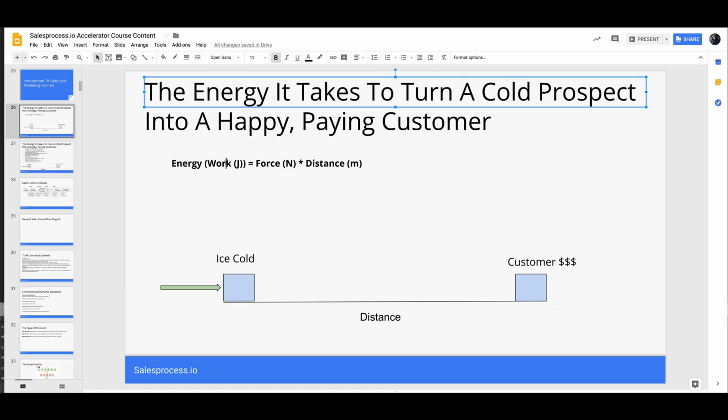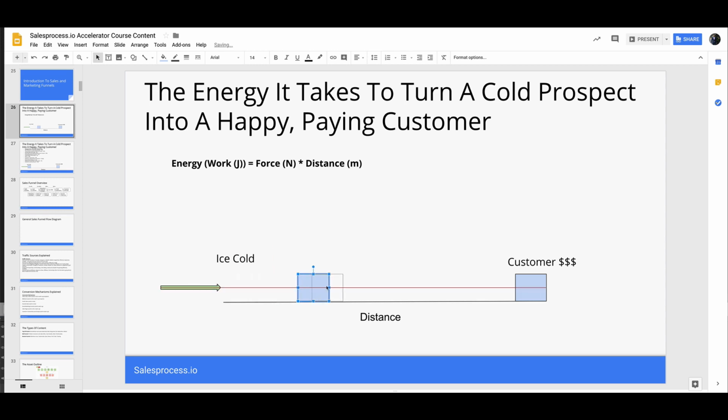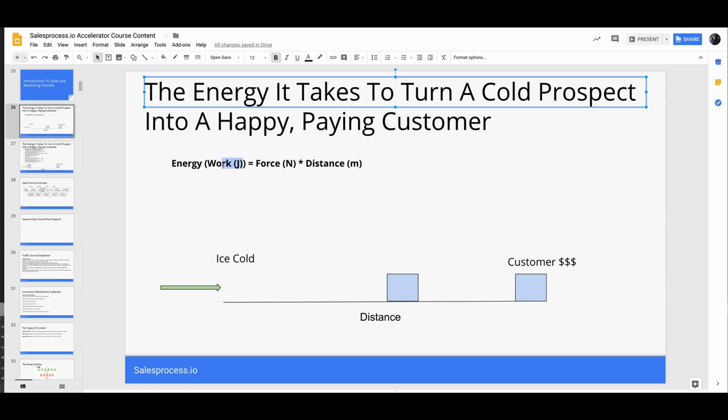For those of you who remember your physics lessons from high school, you might recall that energy is measured in joules or kilojoules or calories, wherever you are in the world. The energy can be modeled by this equation: the force in newtons times the distance in meters. So we're applying a force, this green arrow, to this mass here. We're applying this force over this distance, and in order to move the object, we have to input this energy into the system to get this object over here, okay?